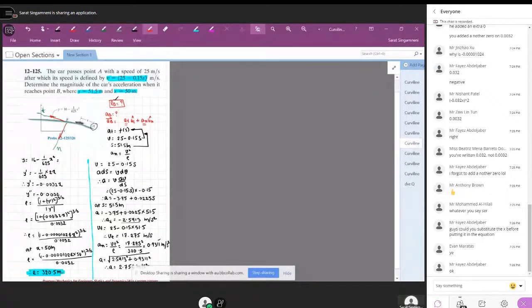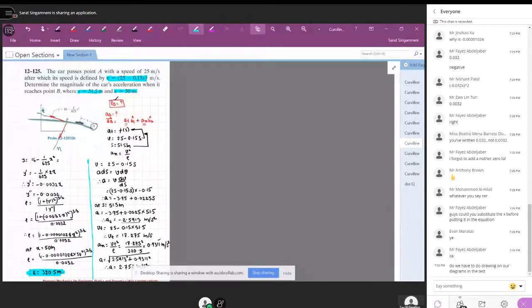We need to calculate both tangential acceleration and normal acceleration. Because velocity is given as a function of displacement, we can use a ds equal to v dv and get acceleration as a function of displacement too. Into those two equations, if we substitute s equal to 51.5, because that is the point at which you are asked to calculate all these things, you can get both the tangential acceleration and tangential velocity.